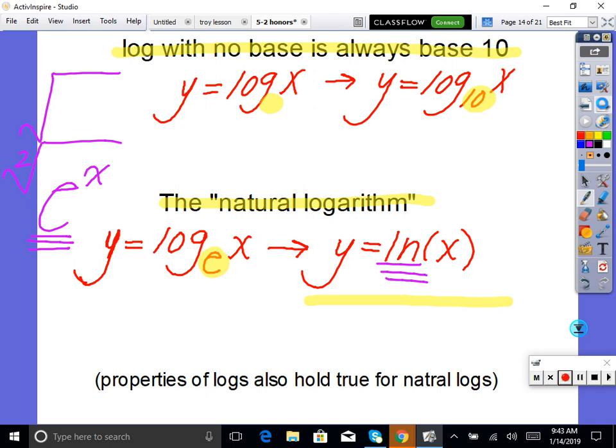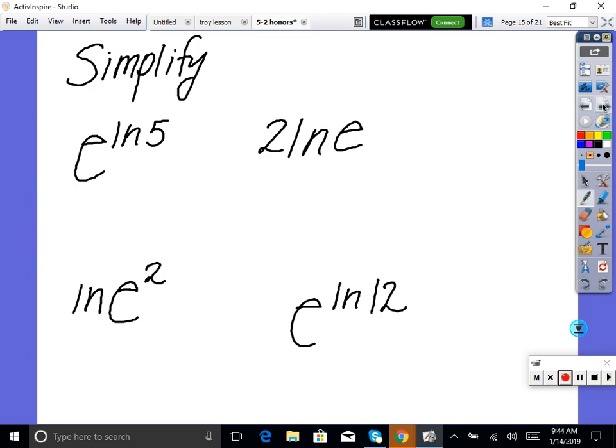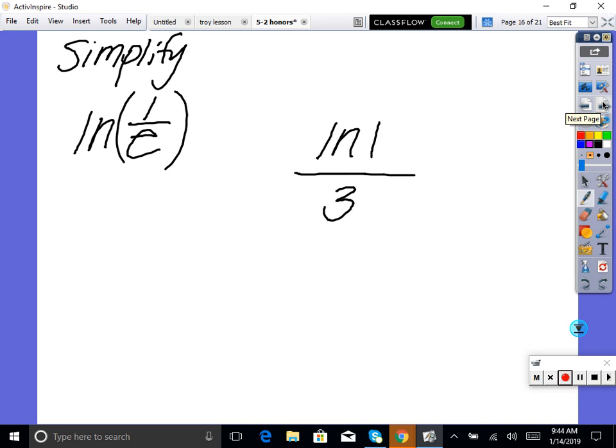So let's look at some. If I said to you simplify, you should be able to do this in 1 second. e raised to the ln of 5 would be 5. Good, e and ln undo each other. 2 ln of e: 2 times 1 is 2, because this is e to the first. ln of e squared is 2. e raised to the ln of 12 would be 12. Properties of ln's are the same as logs. Pretty easy, right?